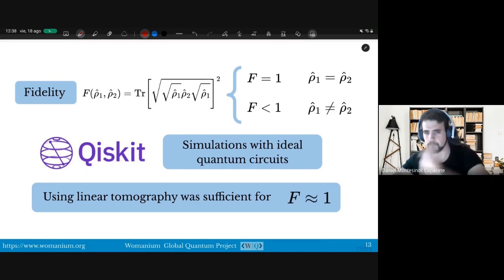You can check the documentation. There are a lot of tutorials out there. If you are curious about quantum computing, I highly recommend you search about Qiskit in Google and find information, because there is a lot of information out there about Qiskit.